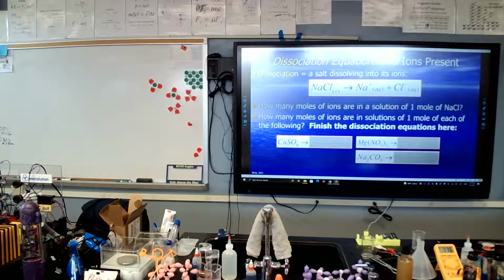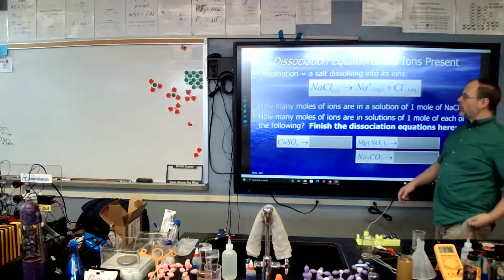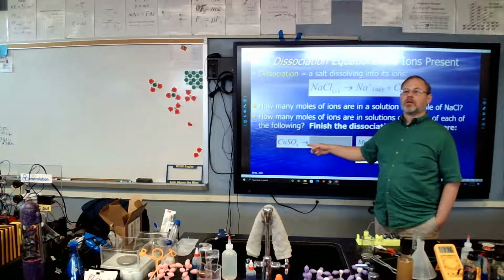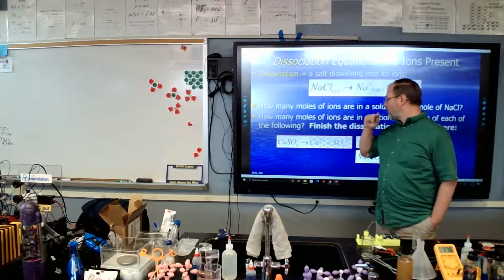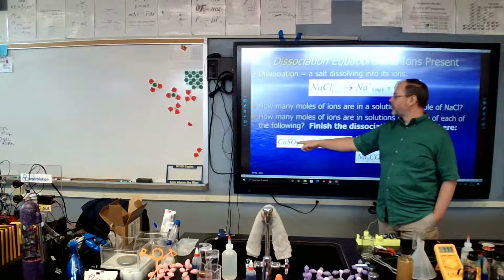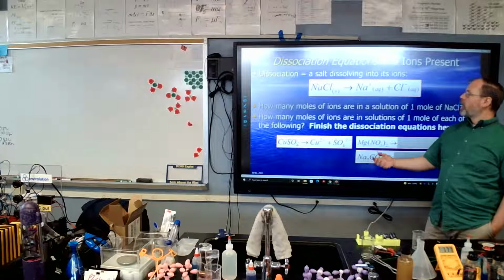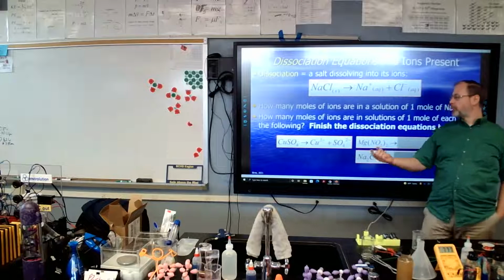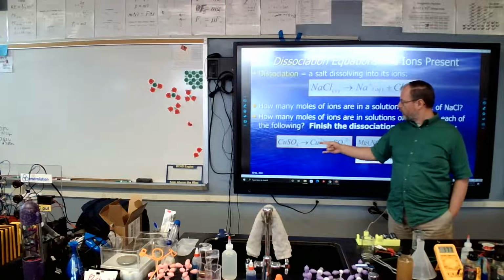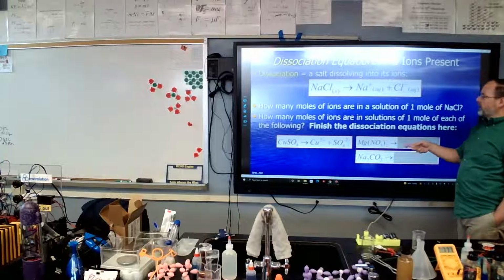Let's take a look. See how we did. What's the cation in copper sulfate? Copper. So we got 1 copper and 1 sulfate. Remember, sulfate's -2, copper is +2. So how many total moles of ions do you get per mole of salt? Here. 2. 1, 2.